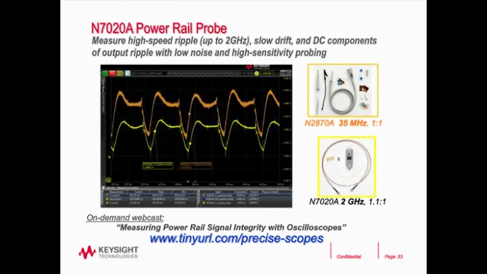There's a webcast that was presented, a month or so ago, by one of my colleagues at Keysight. It's called Measuring Power Rail Signal Integrity with Oscilloscopes. I've listed a URL here that you can go to if you want to view that webcast. It talks specifically about this issue. The whole webcast is on power rail issues.